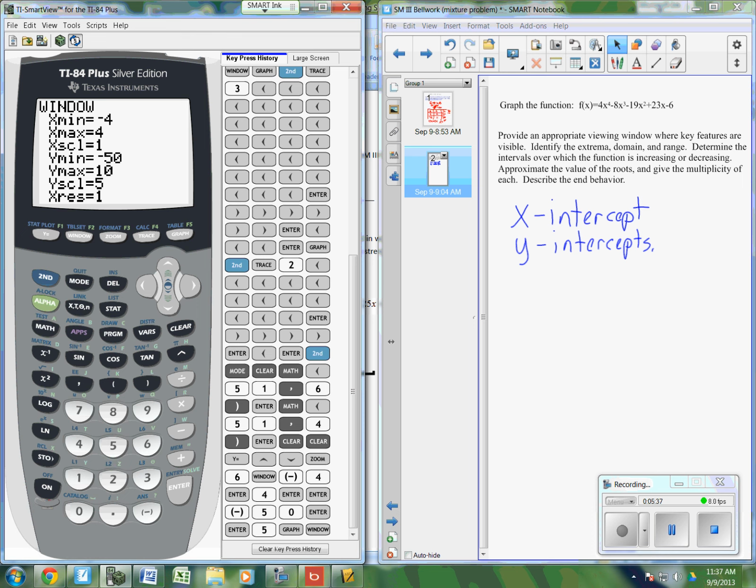Yep, and we're going to do that in a second here. Okay, we're going to go through each one of these things that you have to do one at a time. Any questions on that part? So those are some of the key features that you have to see if you have an appropriate viewing window.